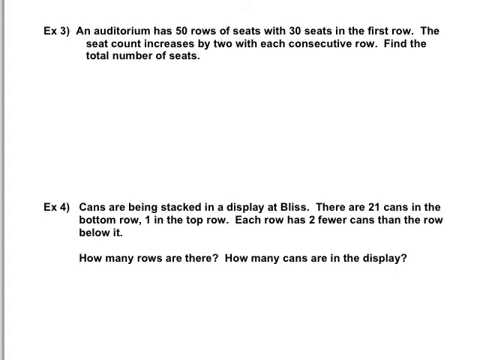Now that you've done that, let's take a look. An auditorium has 50 rows of seats. So each row is a term in the arithmetic sequence. So if I have 50 rows, that means n is 50. And a sub 1 is going to be 30. The other thing I know is the common difference. I'm increasing by 2 in each row. So that's enough to find the number of seats.